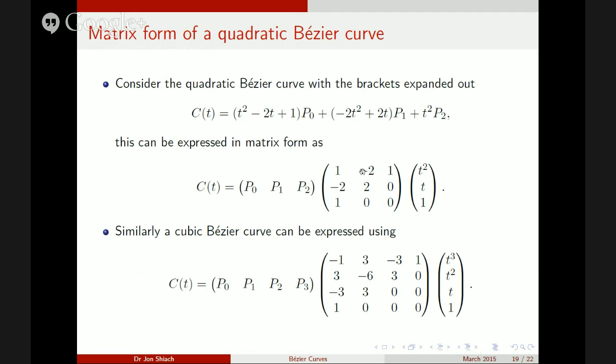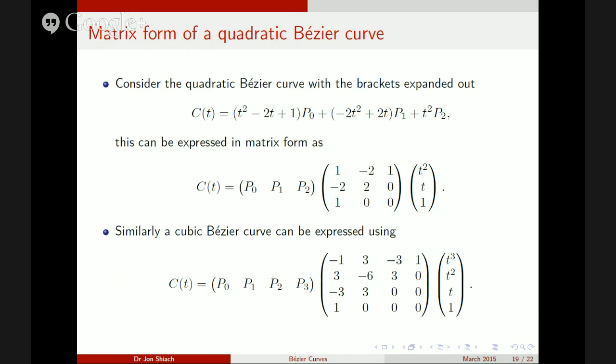If we multiply the second and third matrix together, we'll get that. The second row is minus 2t squared plus 2t, and the third row is just 1 times t squared. So that matrix is the same for all quadratic Beziers. We change the control points, but we don't change that matrix, and the parameter values can change, but we just define them to be somewhere in the range 0 to 1.